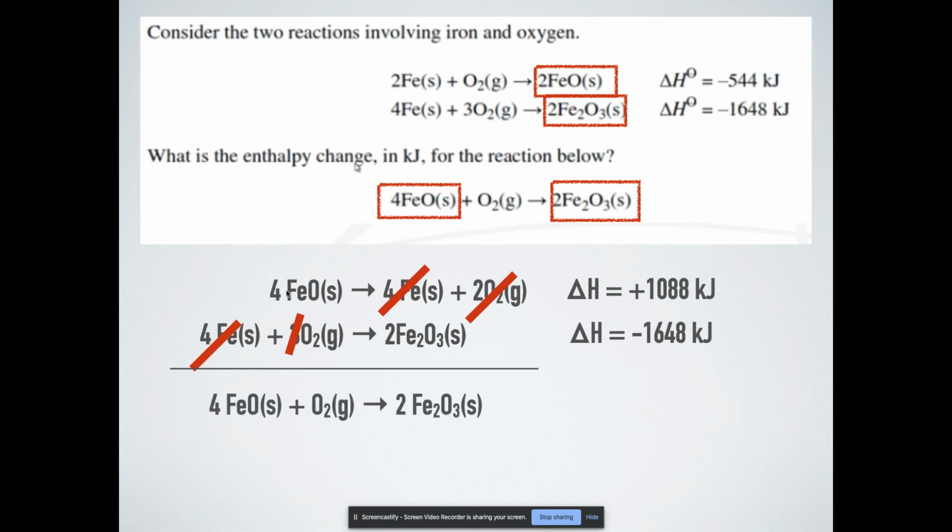So in reality, my overall reaction is FeO, so 4 of them, exactly like this, plus an oxygen, exactly like this, yields 2 iron 3 oxides, which is right here, which means that if I add these together, I now have my overall enthalpy change, negative 560 kilojoules. So what do I know about this reaction? The process of turning iron 2 oxide to iron 3 oxide is exothermic.